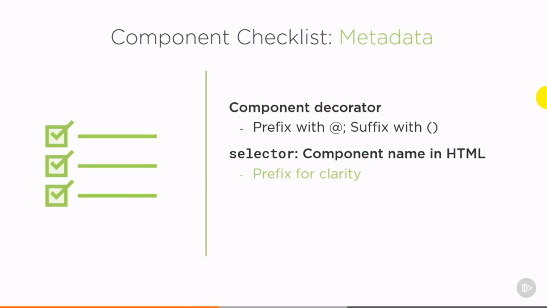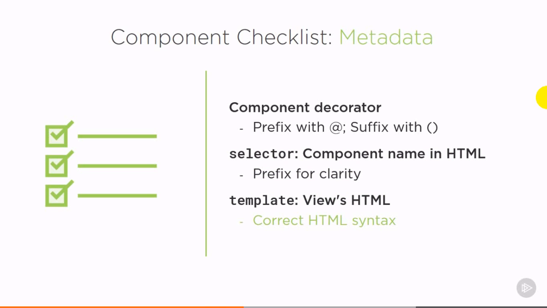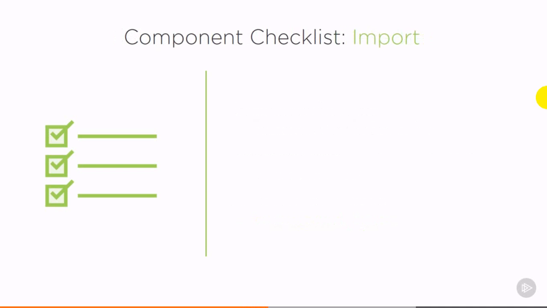Note that the selector property is not needed if the component is not used in any HTML, as we'll see later in this course. Use the template property in the component metadata to define the view's HTML. Since we define the HTML in a string literal, we often get no IntelliSense or syntax checking, so take care to define correct HTML syntax. We'll see alternate ways to create the template for a component in the next module.